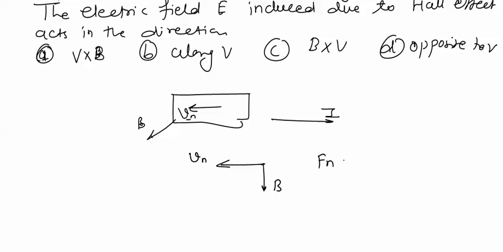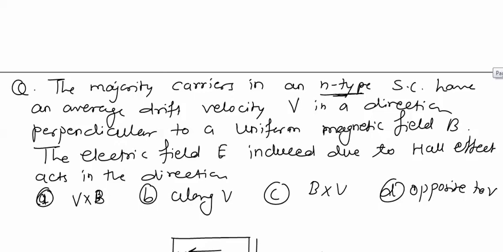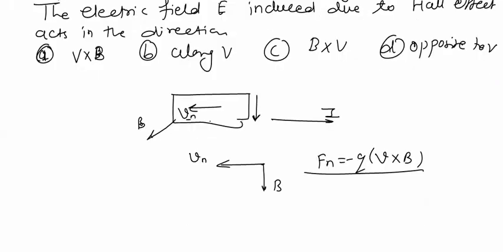The force acting on the electrons will be equal to minus q into v cross B, and we have already calculated the direction of force. The force will be in the downward direction. For an n-type semiconductor, electrons will settle at the bottom surface. The electron concentration will be more as compared to hole concentration, so the electric field will be directed from positive to negative. That will be in the downward direction. E will be in the downward direction.